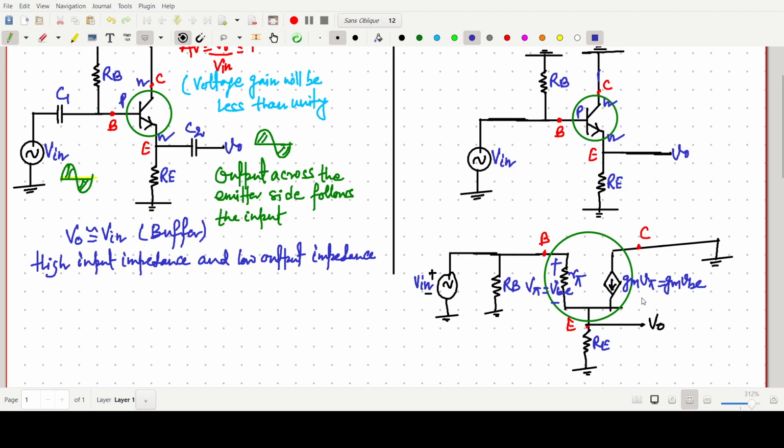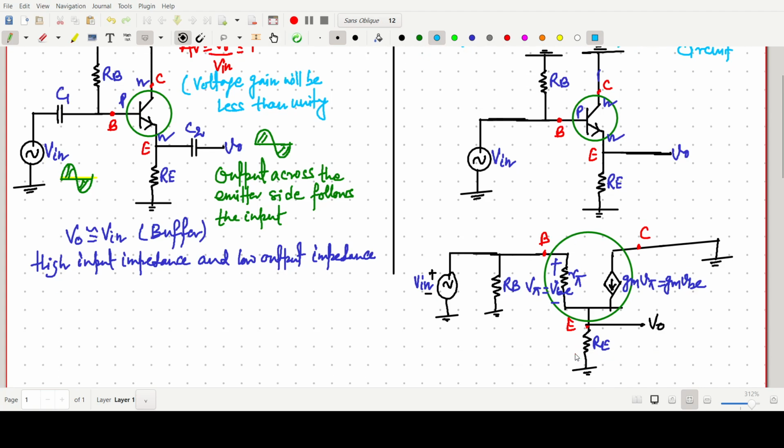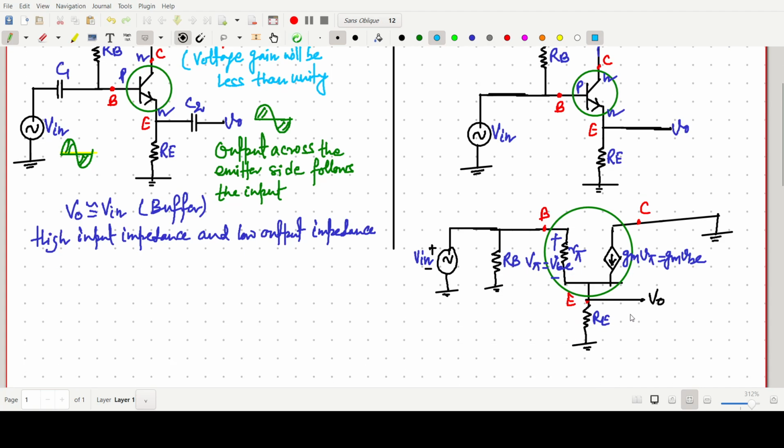So here we are drawing the AC equivalent model of the emitter follower circuit. Okay, or say the BJT common collector, anything you can say. So this one is the diagram.